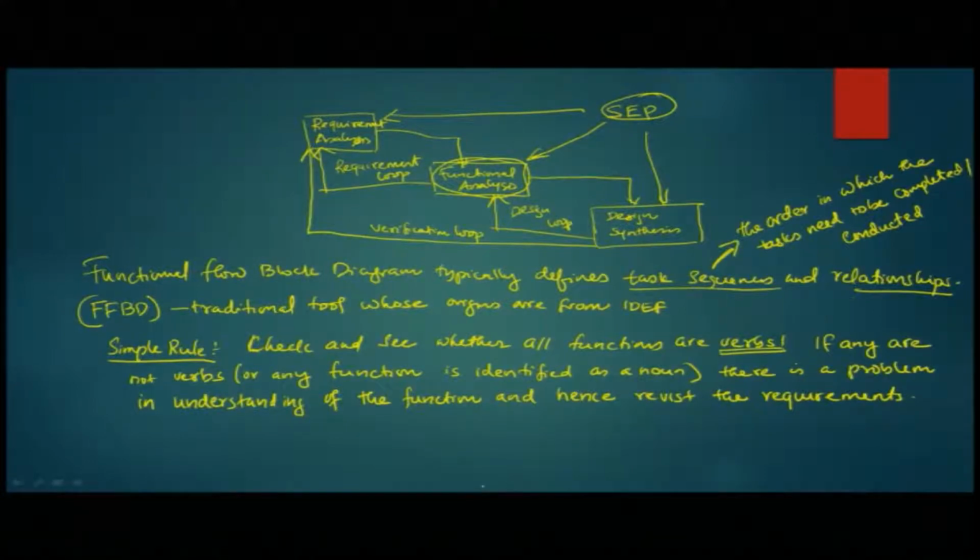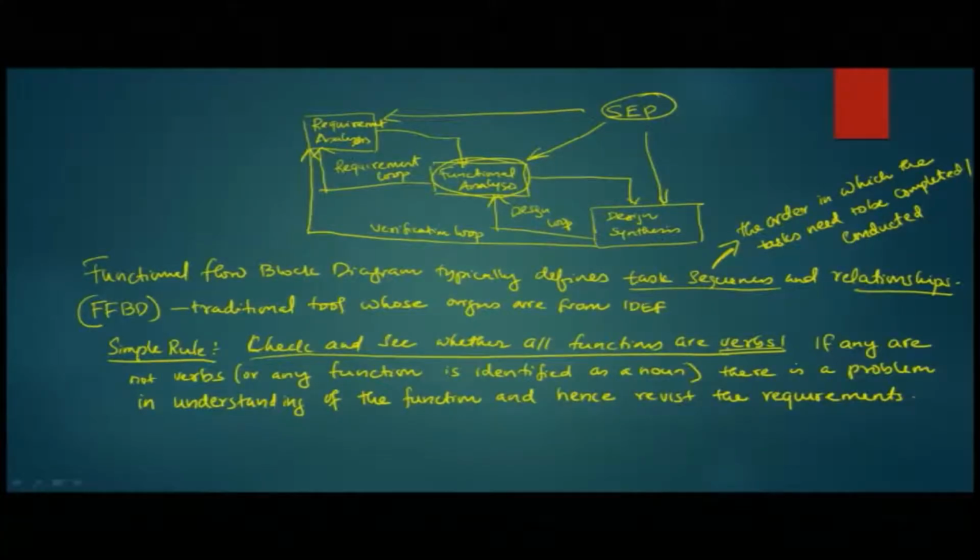It is almost impossible for any of us to really get the functions right at the first go. As I said earlier, it is again an iterative process. So the first thing that you do in the functional flow block diagram is check whether each and every function is expressed as a verb. If any are not expressed as verbs, or you see nouns in place of verbs, then you know there is a problem in understanding of the function. You find that the understanding of the function is not clear to you, and then you have to go back to the requirements, or maybe conduct the requirement analysis a little bit again to get clarity on that.